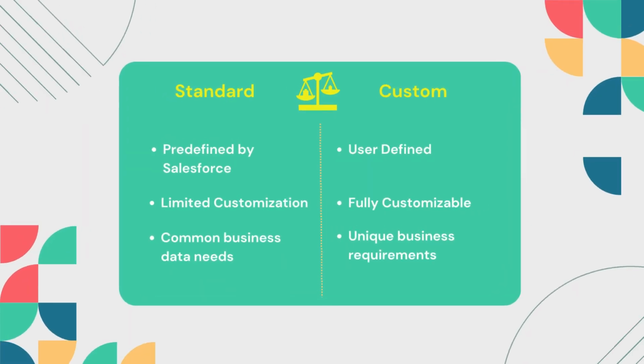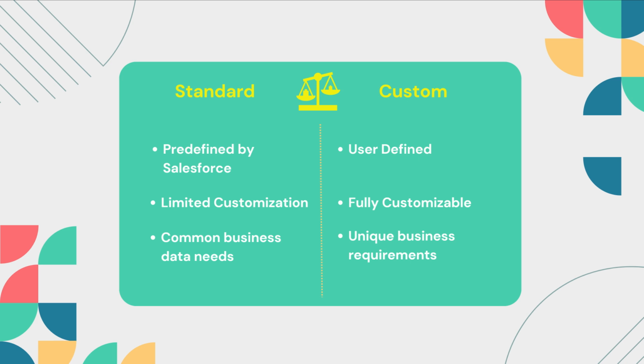Let's now compare standard and custom objects to understand their differences and when to use each. Standard objects are predefined by Salesforce, however, custom objects are user-defined, that is, defined and created by us. Standard objects allow limited customizations, like we cannot remove or change any standard fields or rename these objects or change their relationships with other standard objects. However, the custom objects on the other hand are completely customizable.